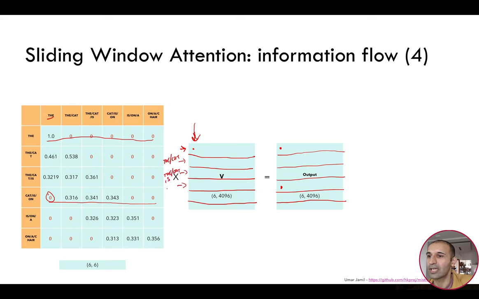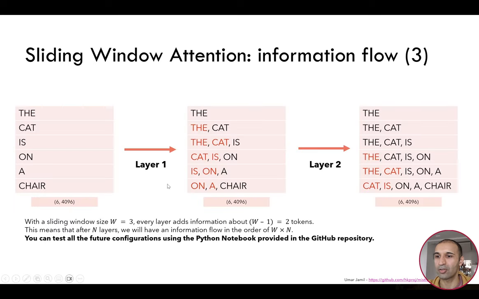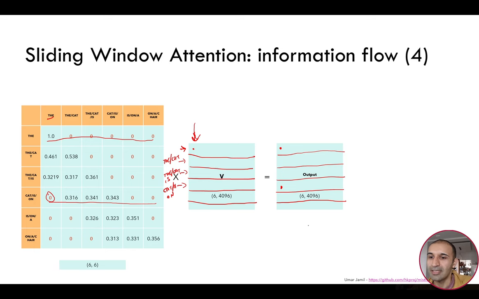And the fourth token is aggregating the information of "the cat is on". So cat, is, and on. Because as we saw before, the fourth token here, "cat is on", is the result of the previous self-attention that we did. So this output value here will depend on three tokens that already include information about other tokens. So this value here will aggregate information about the union of all these tokens.